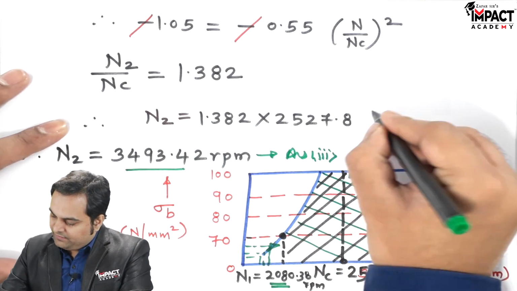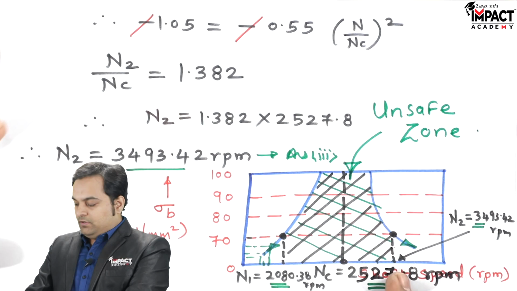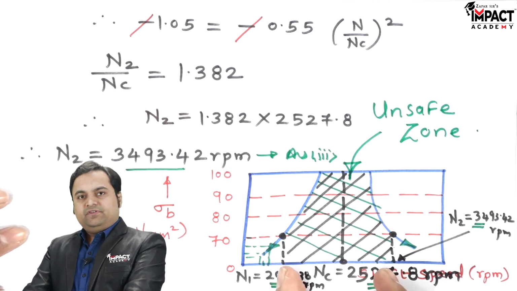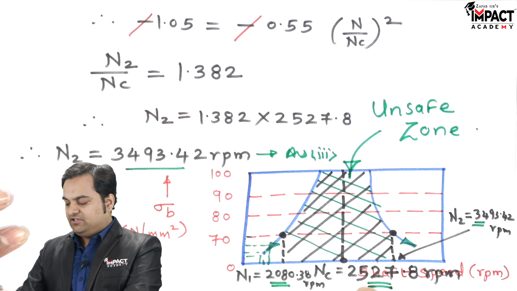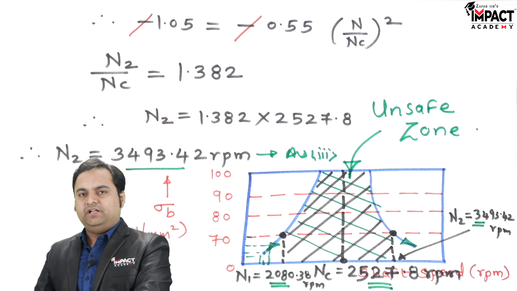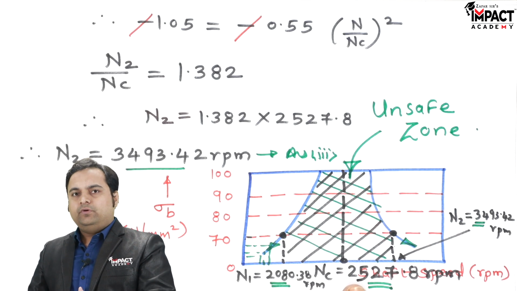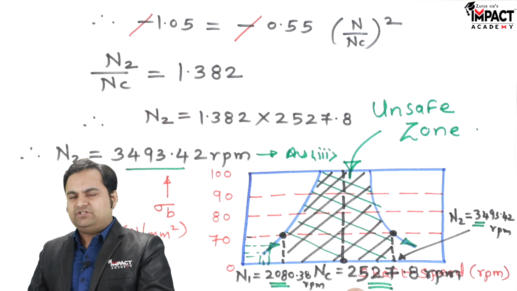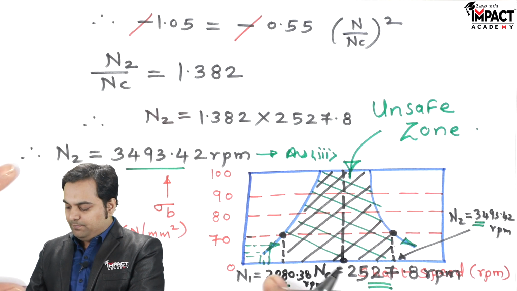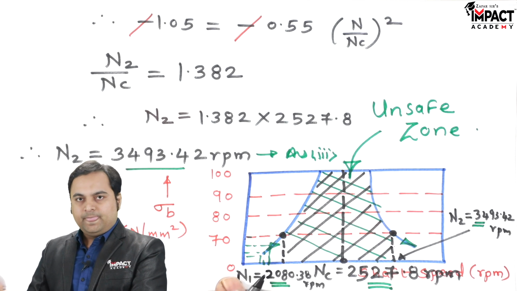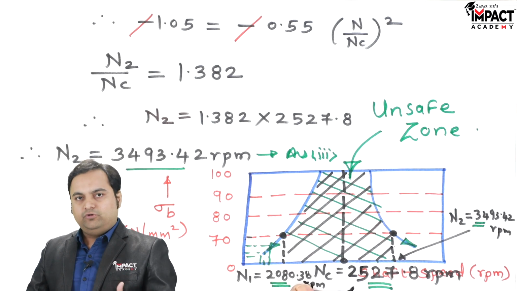So this is the unsafe zone. The shaft cannot be operated in this region because there only we are having one value which is critical, that is 2527.8 rpm. It means when the shaft will reach this value, it will try to get maximum amplitude of vibration and may finally break. So to avoid it, we can operate the shaft anywhere below the speed of N1, that is up to 2080.38 rpm and below would be fine.